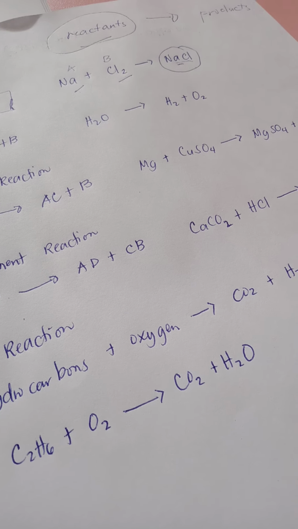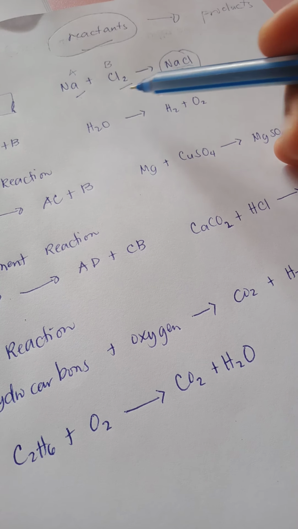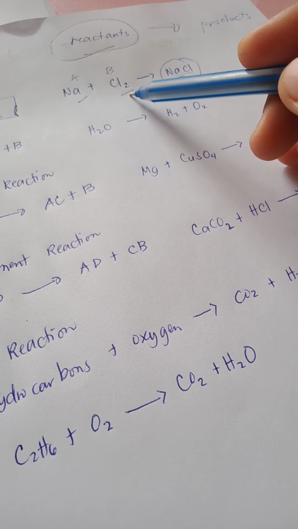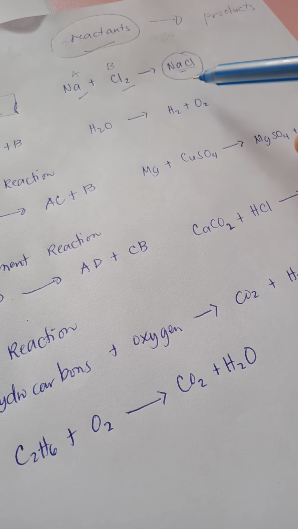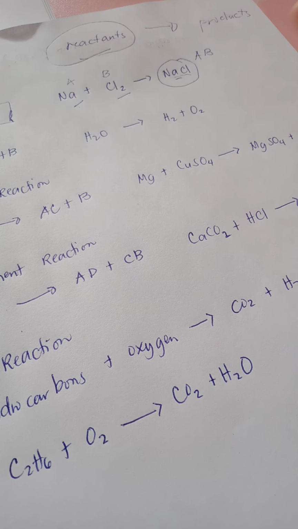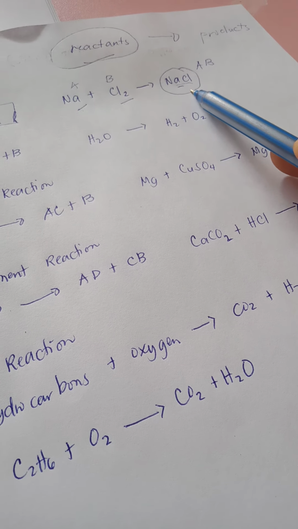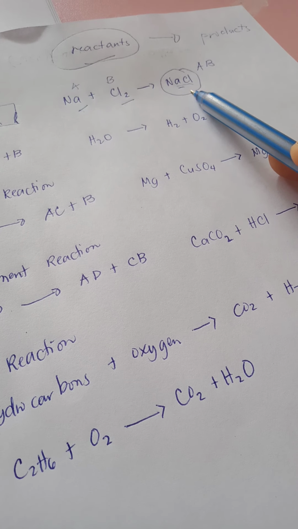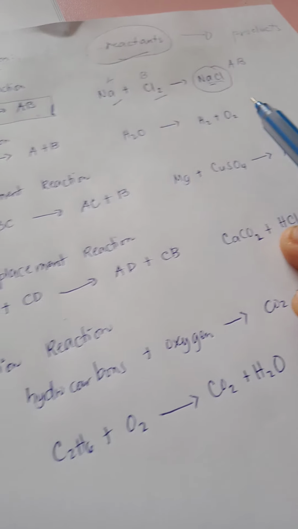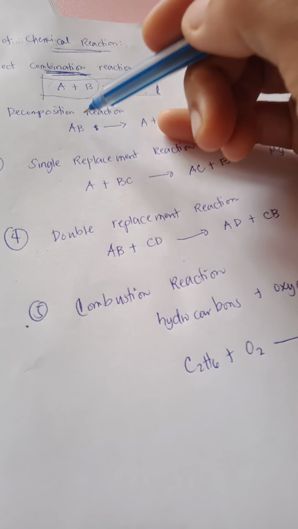Okay. So, basically, ganyan lang. Si sodium mag-combine with your B element or B molecule which is chlorine and then will produce NaCl. Ito na yung magiging AB mo. So, if you see the same trend as this one, you are going to be able to identify that this is a direct combination reaction.